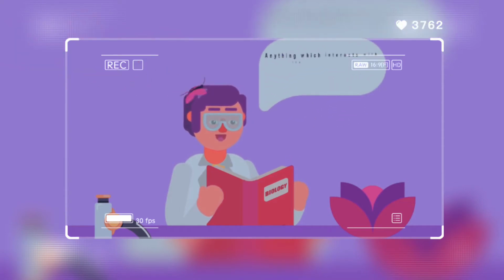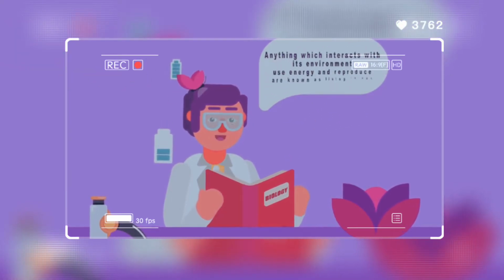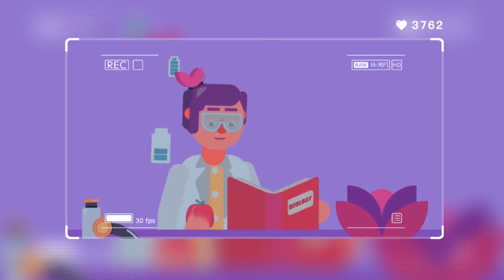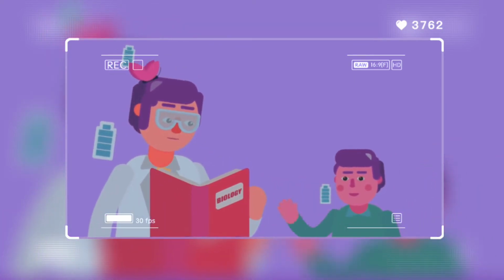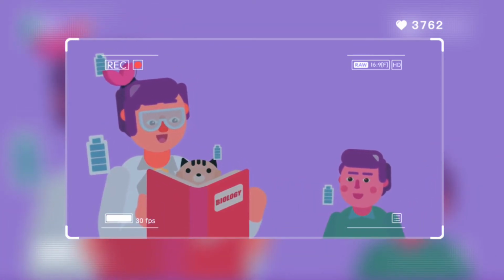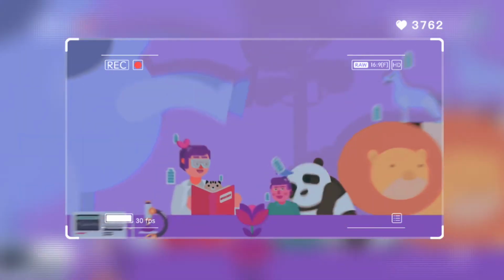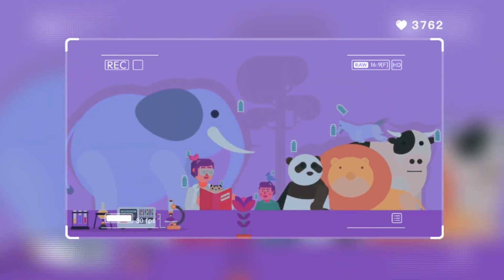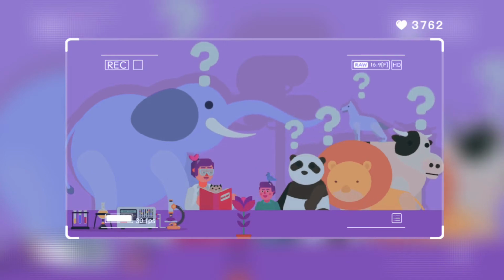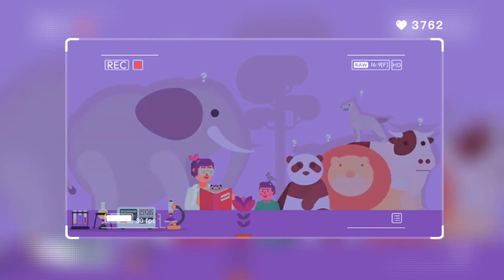Simply put, anything which interacts with its environment, uses energy, and reproduces is known as a living thing. For example, we humans eat food to get energy, feel and respond to our environment, and reproduce to make more of ourselves. Many other living things like insects, birds, and animals have the same properties as us, so they are all living organisms. Now the question arises: how many types of living things are there, and how are they different from us?